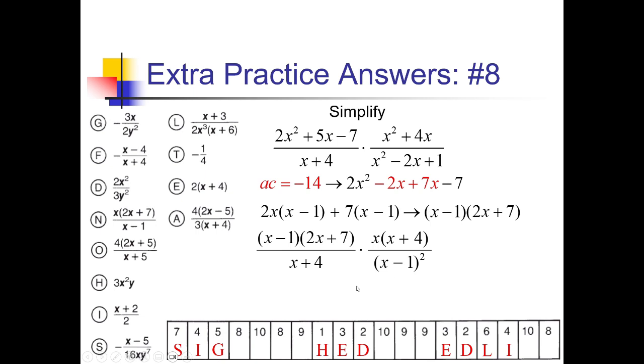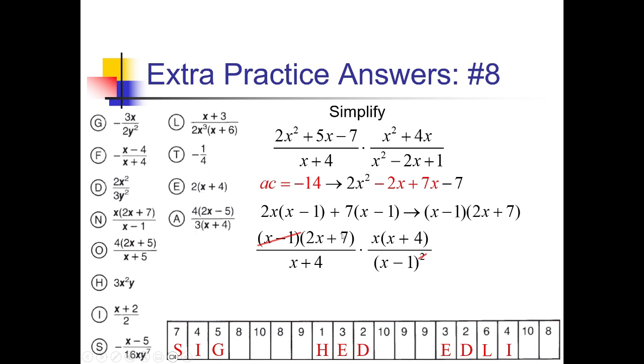Good to know. Now let's see what we can cancel out. I have an x minus 1 here. I have 2 of these x minus 1s down here. So I can cancel out one of those. I'll just cross off the 2. That leaves me with just x minus 1 to the first power down there.